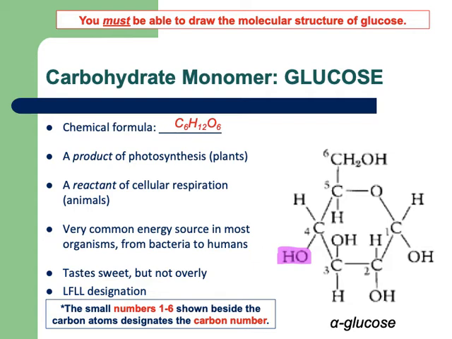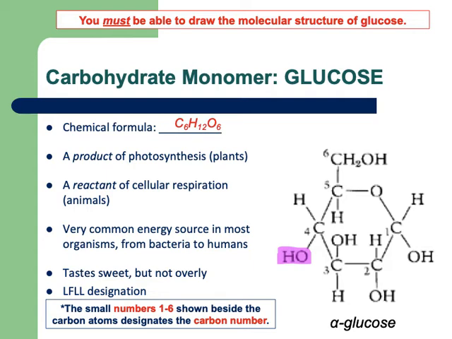So this is a product of photosynthesis in plants, and it's a reactant of cellular respiration within animals as well as in the body. So for us, we require glucose in our diet to be able to break it down and to utilize it to produce ATP, our energy currency within the cell. So it's a very common energy source in most organisms, from anything from bacteria to humans. It tastes sweet, but it's not overly sweet.